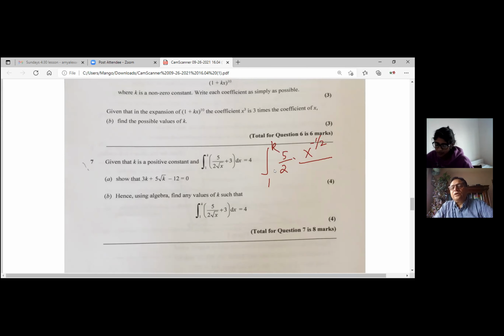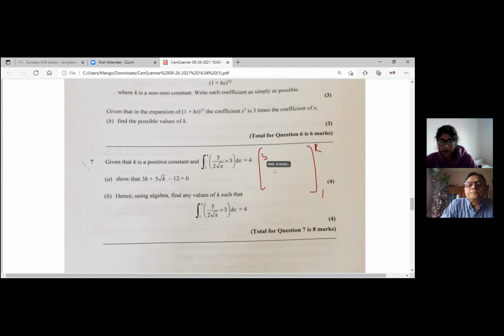Because you have to add 1 to the power and divide by half plus 1, which is half, right? When I finally did, I got 5x to the power of half plus 3x. Okay, let's write down the answer which you got. What do you get from 1 to k? The integral of this is 5x to the power of a half plus 3x. Those fractions cancel, 2 times half, yes, they cancel. And this is equal to 4, correct?